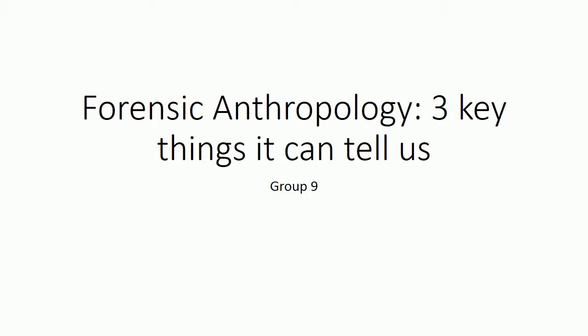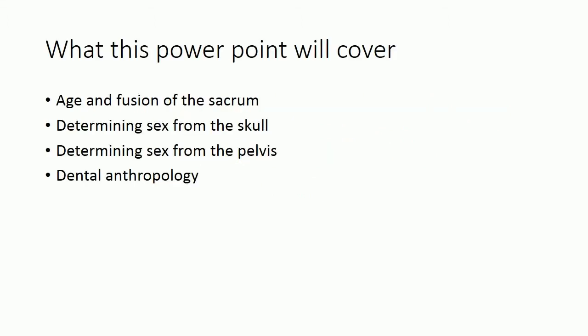Forensic anthropology, 3 key things it can tell us. Group 9. What this PowerPoint will cover: age and fusion of the sacrum, determining sex from the skull, determining sex from the pelvis, dental anthropology.